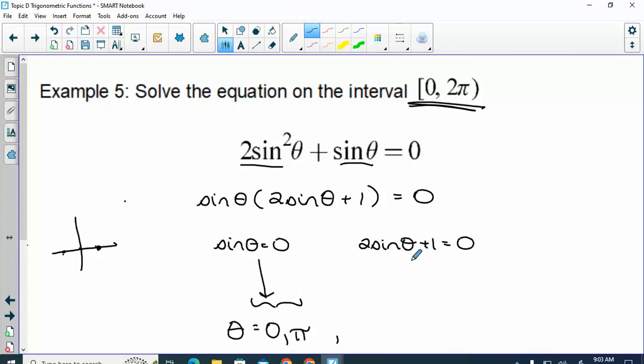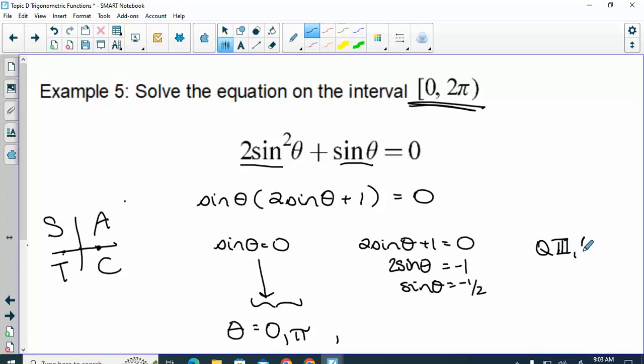Now I need to work on this one. So if I subtract my 1, I get that sine equals -1/2. Quadrants. All positive in quadrant 1, sine's positive in 2. So that means it would be negative in 3 and 4. Reference angle. We're asking ourselves when sine equals 1/2. That's at 30 degrees, which is pi over 6.